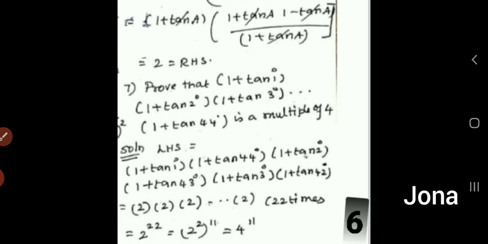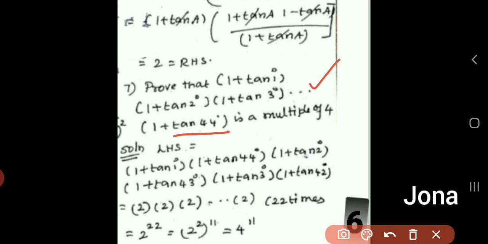Seventh problem. Prove that 1 plus tan 1 degree into 1 plus tan 2 degree into 1 plus tan 3 degree etc. into 1 plus tan 44 degree is a multiple of 4. Here the left hand side is given as 1 plus tan 1 degree into 1 plus tan 2 degree into 1 plus tan 3 degree, it goes on till 1 plus tan 44 degree.